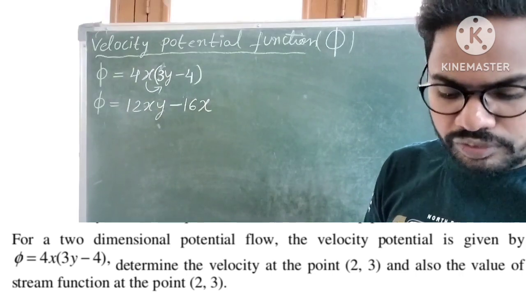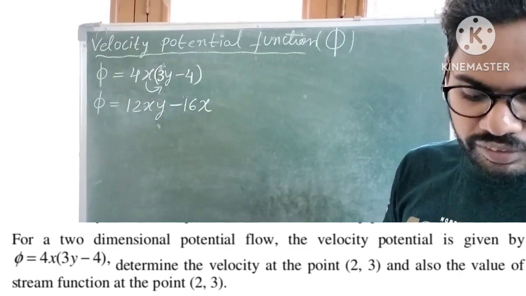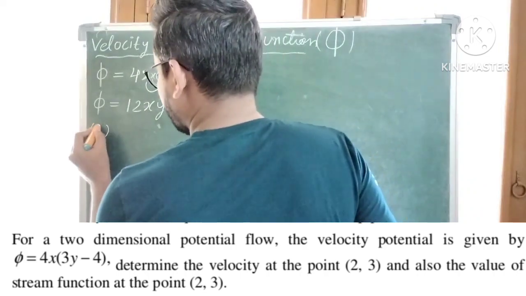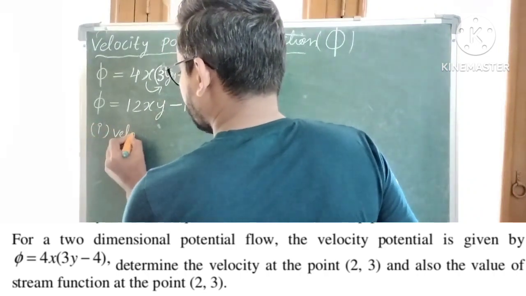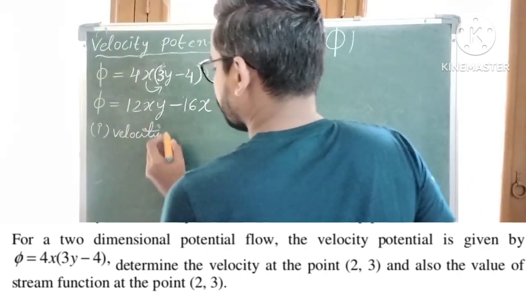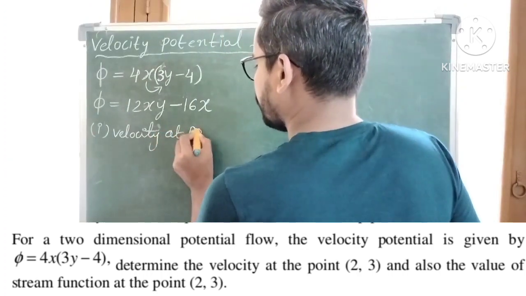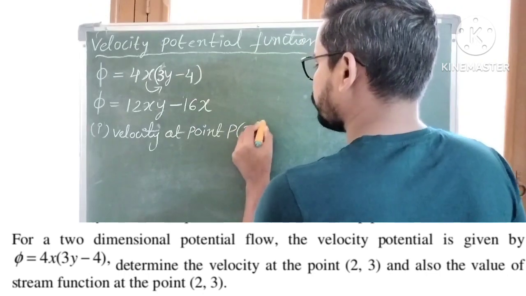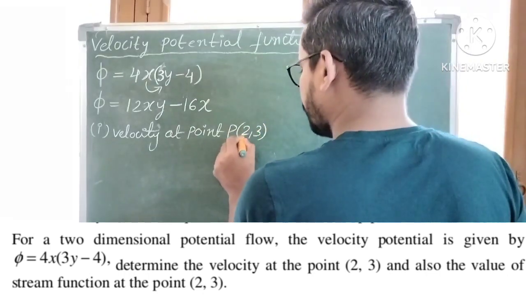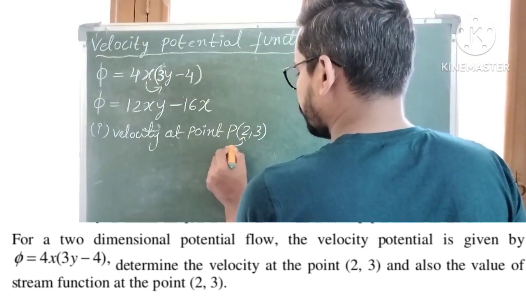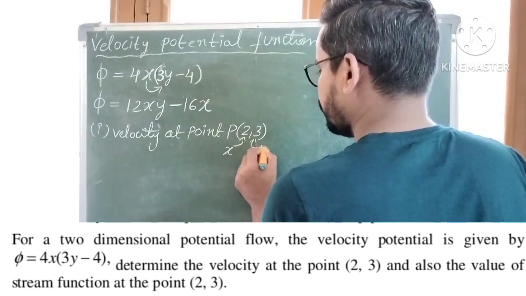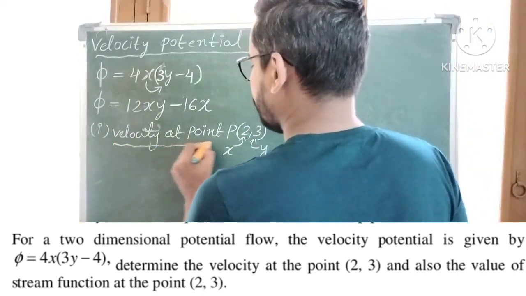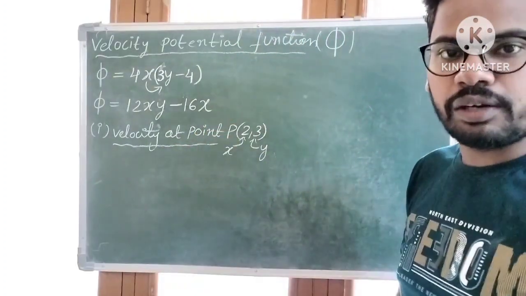Here, what we need to find? Here we need the velocity at the point (2, 3). So the first one is velocity at a point. Let us name it as the point P, whose coordinates are (2, 3). So here we have x coordinate and y coordinate. Here x is equal to 2 and y is equal to 3. So we need velocity at point P whose coordinates are (2, 3).